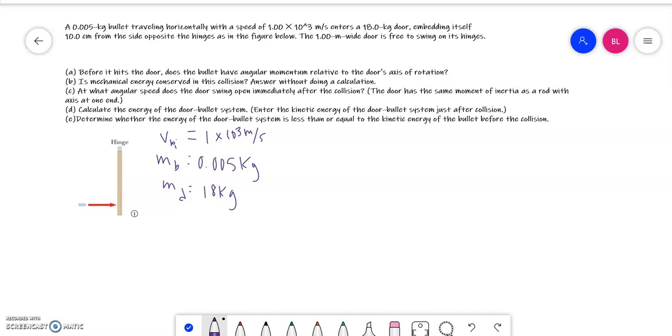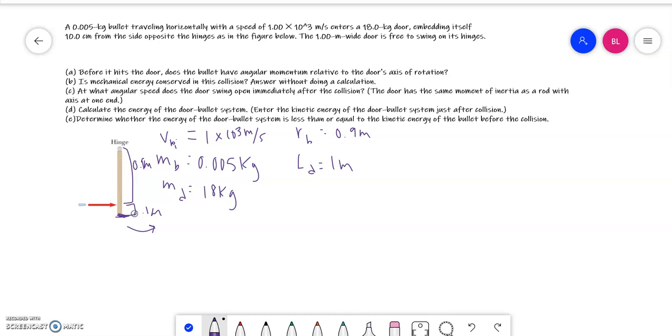It hits the door 0.1 meter away from the end of the door opposite to the hinge. So that means the radius of the bullet, once the door begins to rotate, is 1 meter of the door minus 0.1 meters. So this distance is 0.9 meters. We'll call that the radius of the bullet. And we also know that the length of the door is equal to 1 meter.